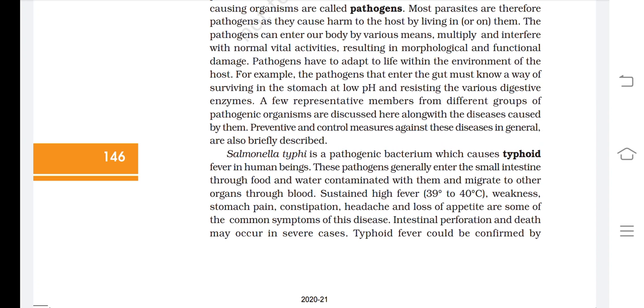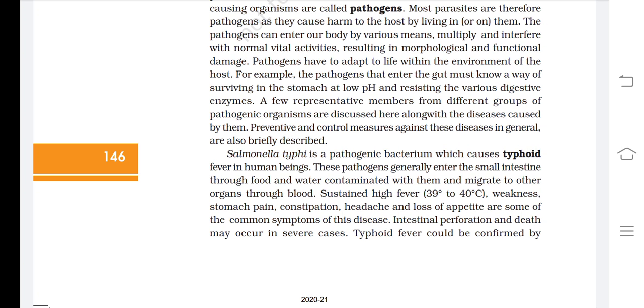Salmonella typhi is a pathogenic bacterium which causes typhoid fever in human beings. These pathogens generally enter the small intestine through food and water contaminated with them and migrate to other organs through blood. Sustained high fever (39 to 40 degrees centigrade), weakness, stomach pain, constipation, headache, and loss of appetite are some of the common symptoms of this disease.